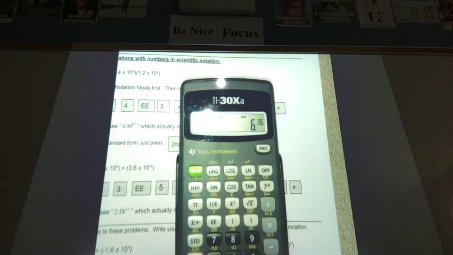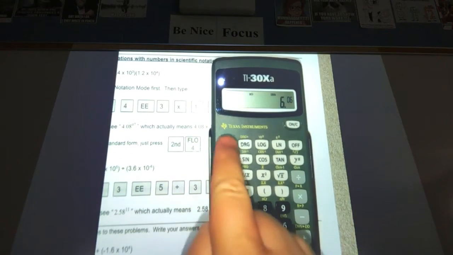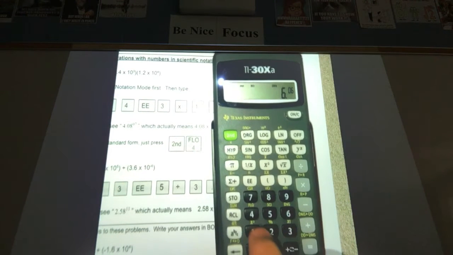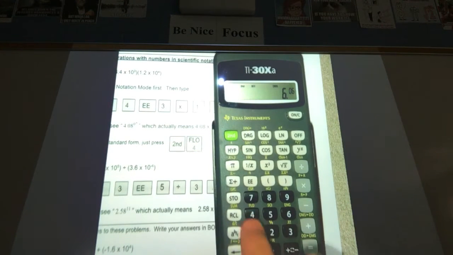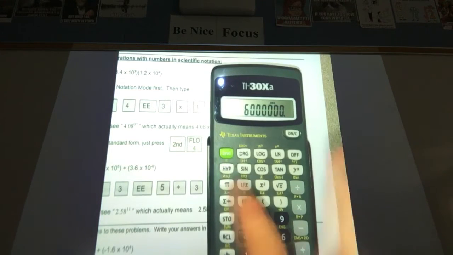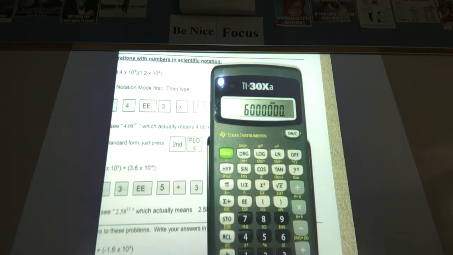So let's say I'm in scientific notation, but I want to go back to standard form. I'm going to hit that second button, and then I'm going to hit the FLOAT, which is above the 4. So I'm going to float back into standard form. So I can go scientific notation, standard form, and I can bounce back and forth between those two.